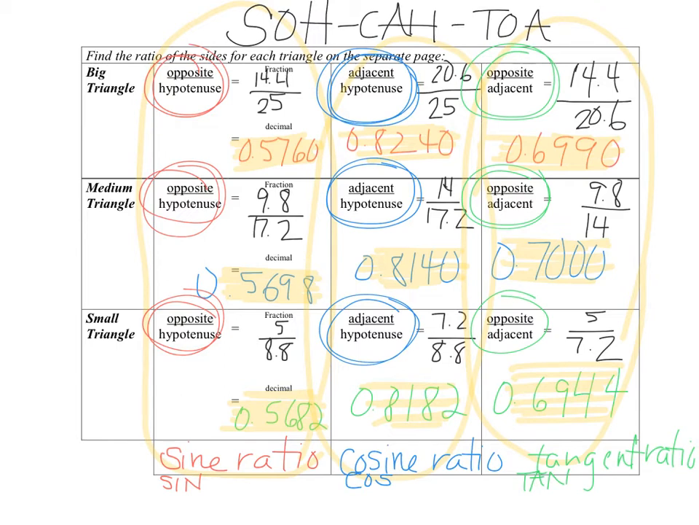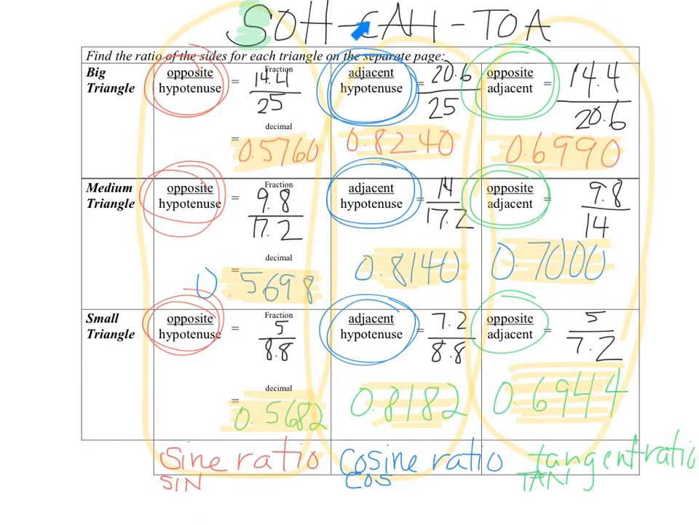So the first letter of each of those parts. We've got the S stands for sine, and then the letters stand for opposite and hypotenuse. And it goes in that order. It's opposite over the hypotenuse. So that is sine, which is opposite over hypotenuse, which is what you're seeing in this column.